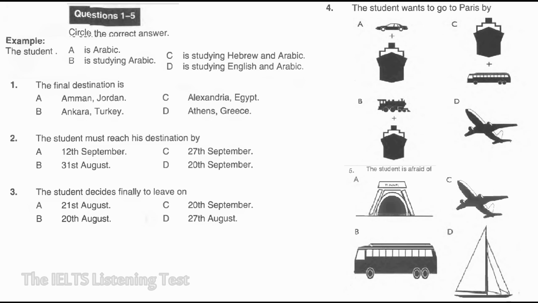Now look at section 1 of the test. Section 1. You are going to listen to a conversation between two people, a customer and a travel agent. First, look at questions 1 to 5. As you can see, there are four alternative answers, A, B, C, and D, for each question. Decide which alternative is the most suitable answer for what you hear and circle the appropriate letter.